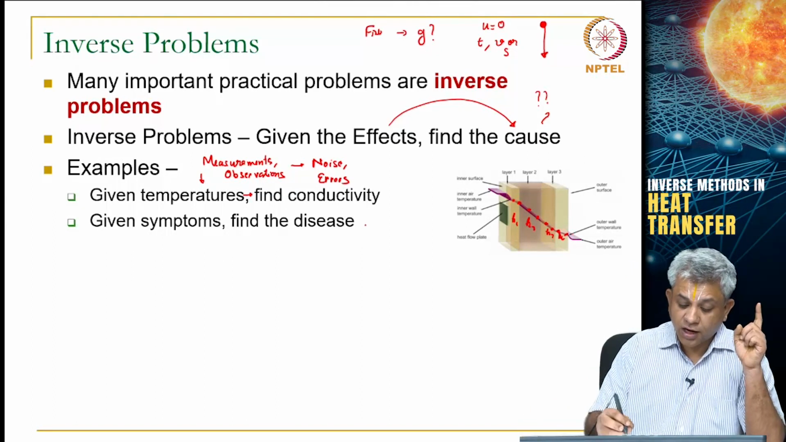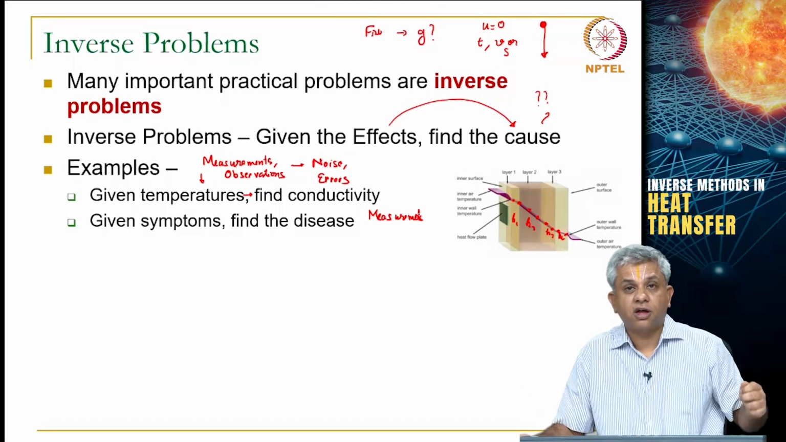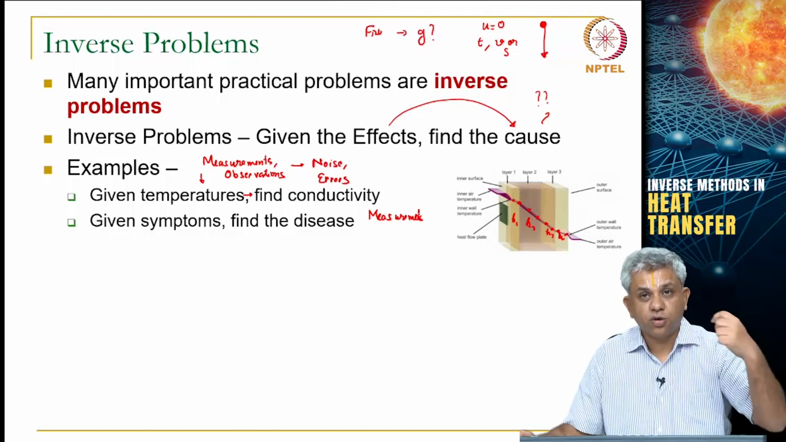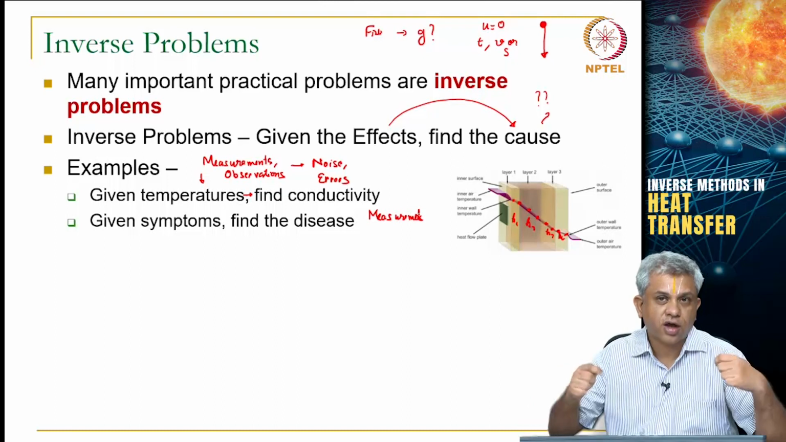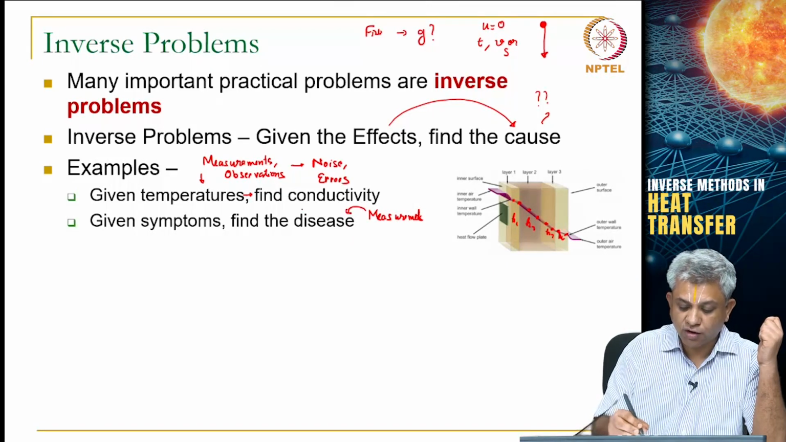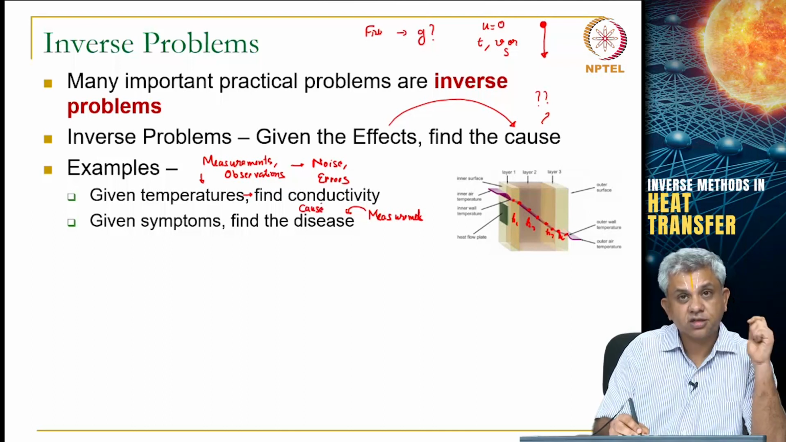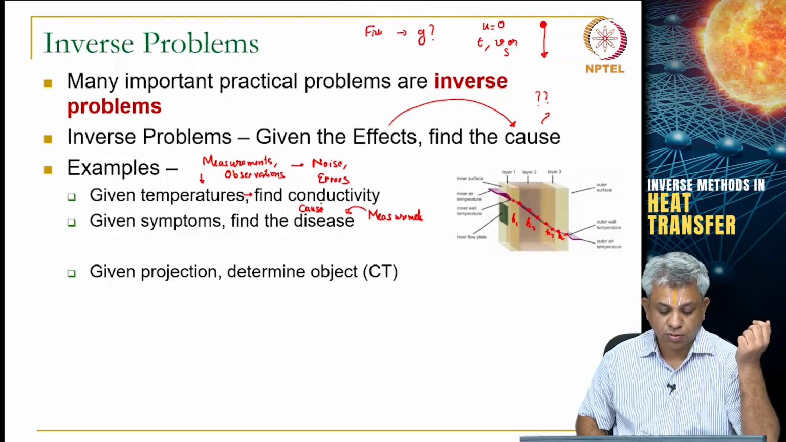Again, notice we are only making some finite measurements. So you might measure temperature, you might measure the frequency at which a person coughs, you might measure the weight loss of this person, you might do an RT-PCR test. Based on all these measurements, you want to find out the cause. So that is again typical of an inverse problem.